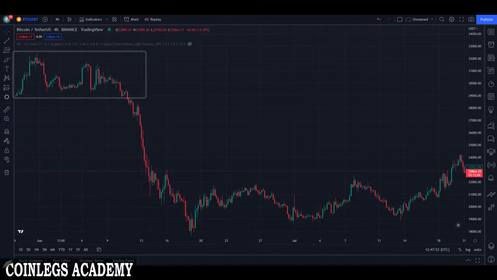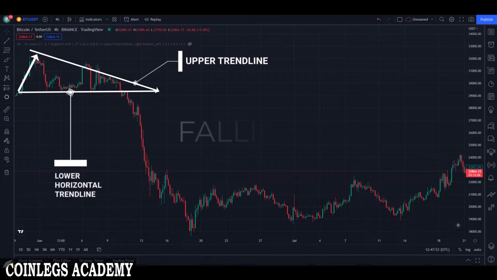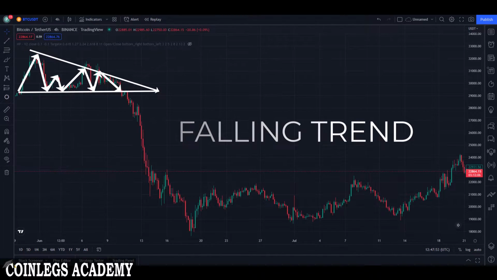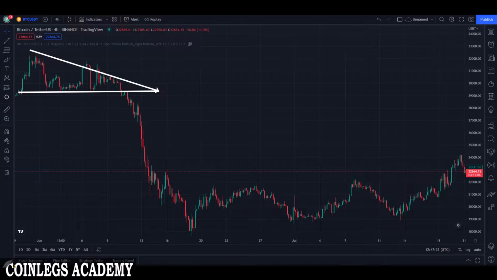Here, if we look carefully, we have a descending triangle. We have a lower horizontal trend line and the upper trend line represents a falling trend. Traders should watch for a volume spike and at least two closes beyond the trend line to confirm the break is valid and not a fake.